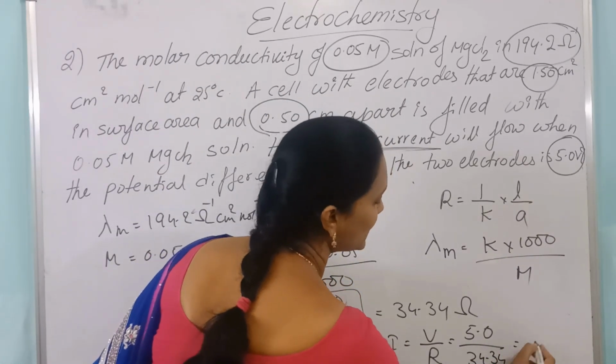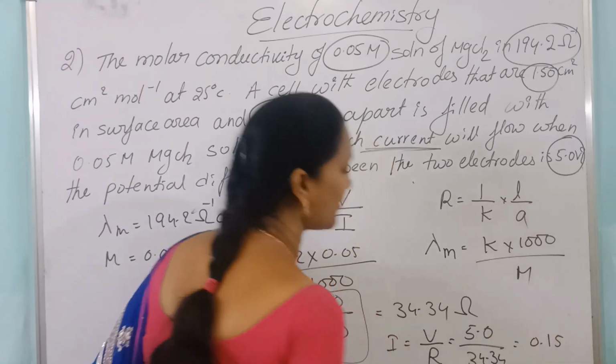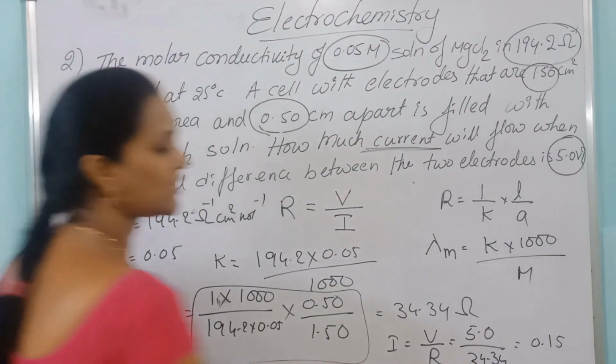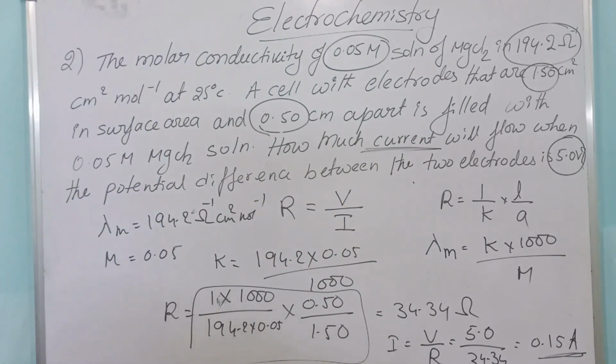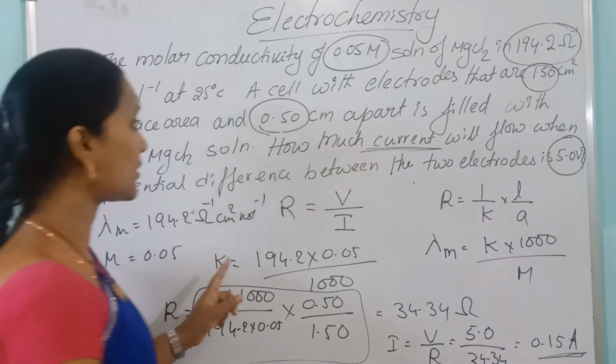Simplify this one, you will get 0.15. Now correct the units: amperes. So the final answer is 0.15 amperes. So what happened here?